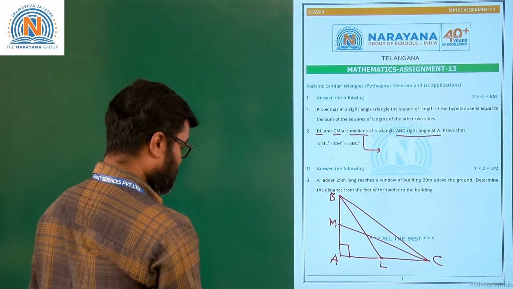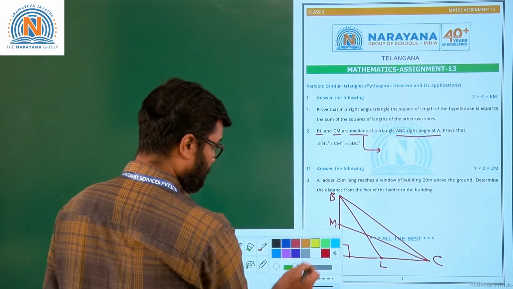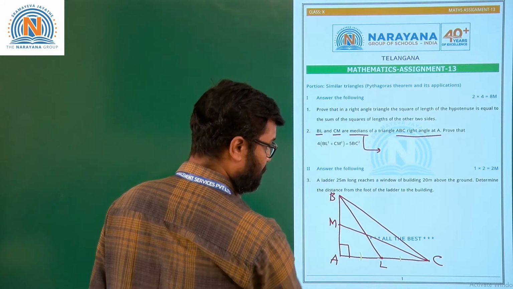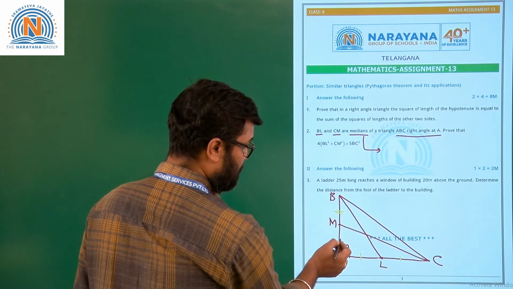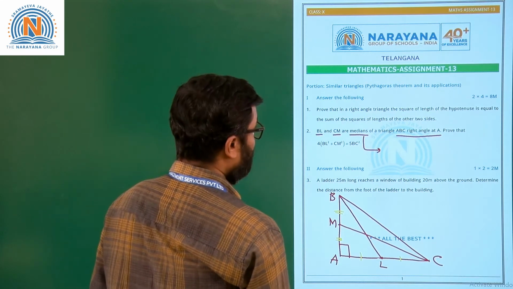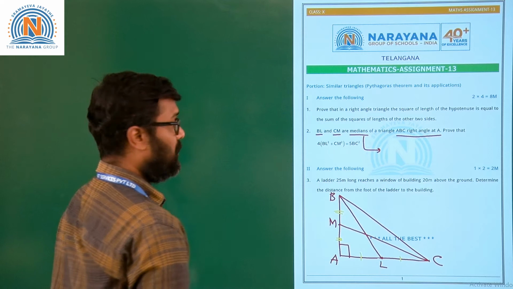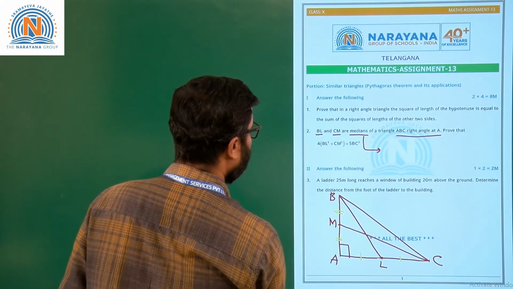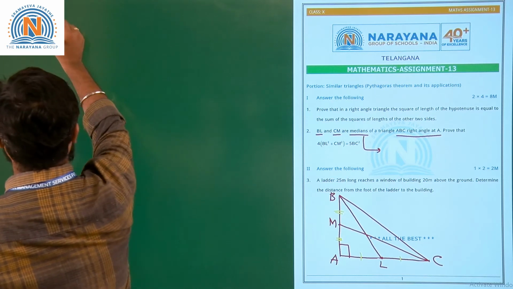Now what does that mean here, children? If L is the midpoint, this equals this, and this equals this, isn't it? So now this is the figure according to the data. Now let's do the proof here, children. What is given here?